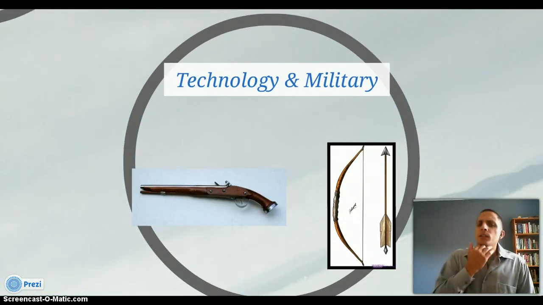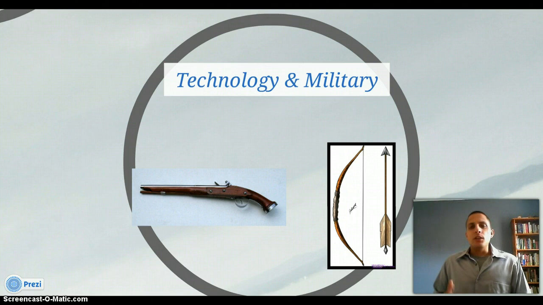All right, the last area that we're going to take a look at is technology and military. Again, very different styles as far as military is concerned and the level of technology. We all know that the Europeans are coming in with firearms and cannons, and the natives are still using bow and arrow and what we would consider more primitive forms of weaponry. But there's also a difference as far as military style is concerned.